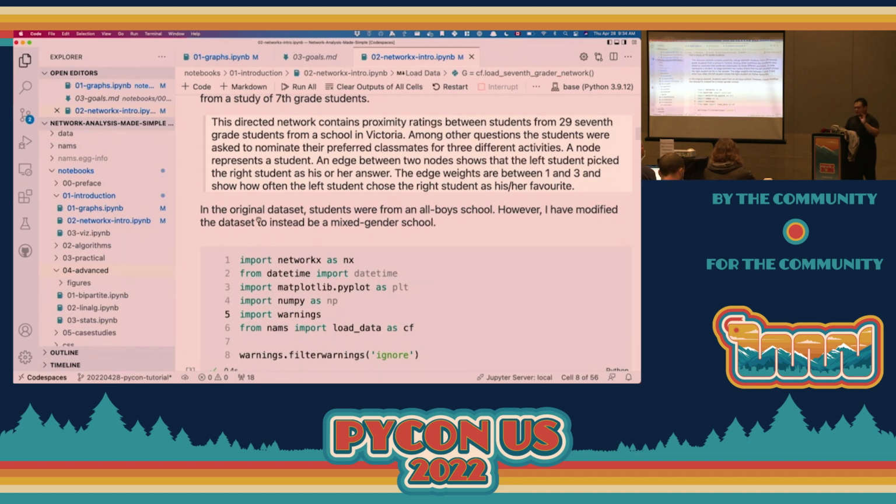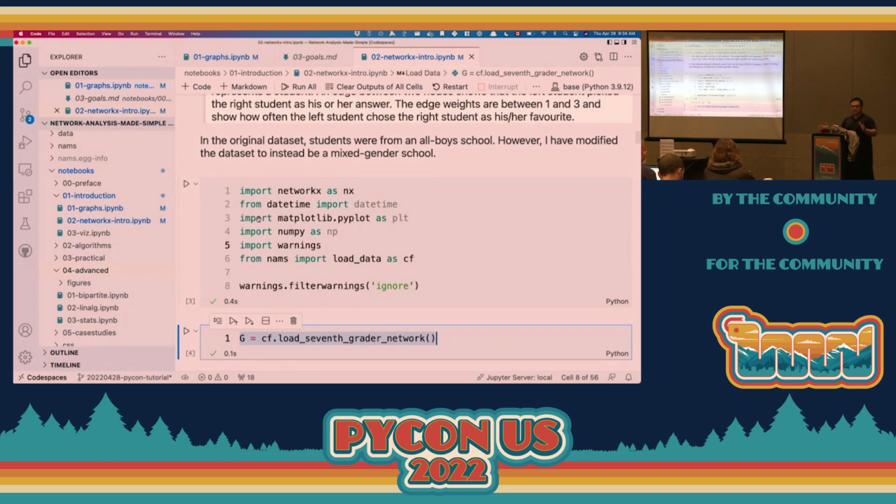Now, in the original data set, this was taken from an all-boys school. What I've done here is modified the data set for some visualization purposes later on so that we can look at different node categories. So we have the data set modified to come from a mixed gender school, right? So you have boys and girls both inside the data set.